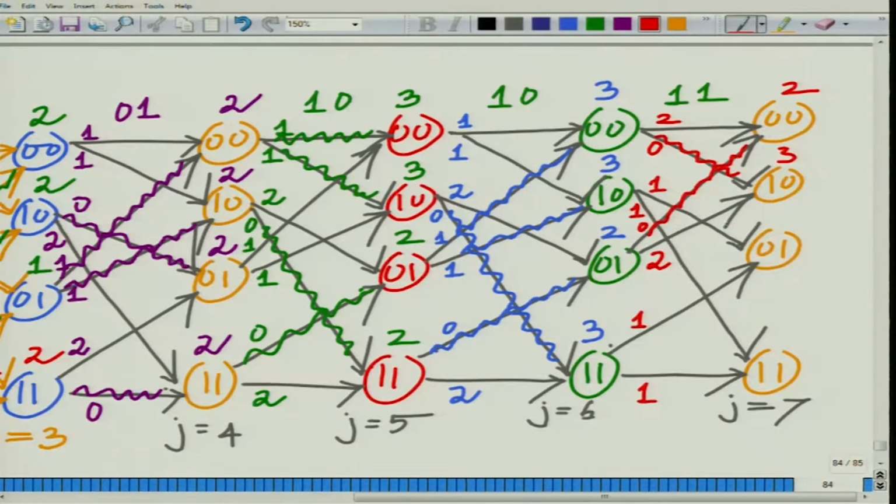Minimum distance to 0 1 will be 3 plus 1, 4, or 3 plus 1, 4. I can choose either one. So that will be 3 plus 1, 4. And finally minimum distance to 1 1, I can come from 1 0. The minimum distance corresponding to that is d min to 1 0, 3, plus the branch metric 1, 4, or 3 plus 1, 4, corresponding to coming from 1. I can choose either one. So basically, if I choose this branch, this will be 4.